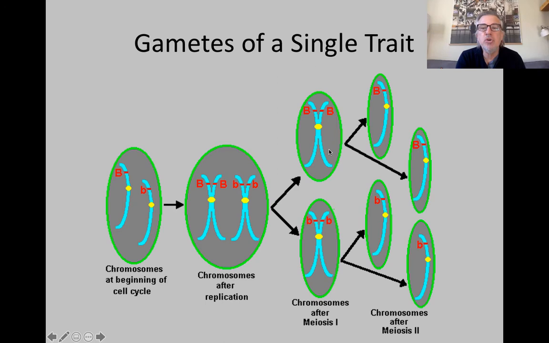So in meiosis 2, the sister chromatids are going to separate. And you're going to get two gametes with a big B on this side, and on the other side, you're going to get two little b gametes. And you should convince yourself that you will have two big B gametes and two little b gametes, even if crossing over occurs. So that's when we're considering a single trait. There are two types of gametes produced by the heterozygote.